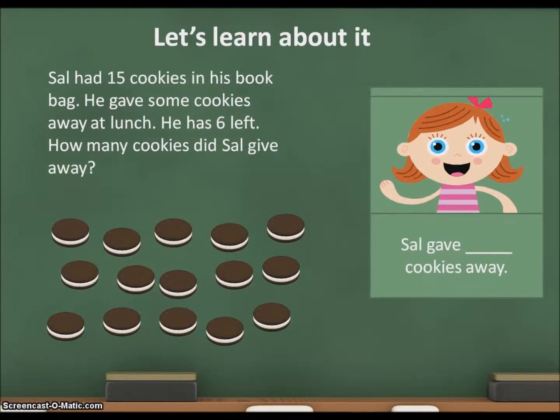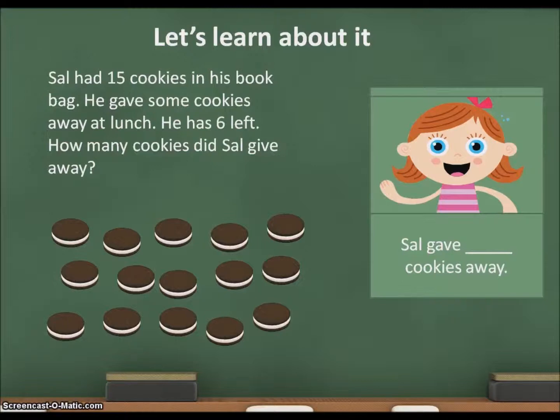Sal had 15 cookies in his book bag. He gave some cookies away at lunch. He has 6 left. How many cookies did Sal give away? Sal gave blank cookies away. This problem gives information in a different way, doesn't it? But we still have to figure out how to use it to model the change.